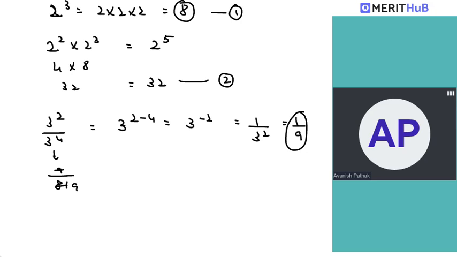Now, if I'm writing something as fourth root of 16, we can write it as fourth root of 2 to the power 4. That means it becomes 2 to the power 4 by 4, which is equal to 2. And that's the answer for the fourth root of 16.